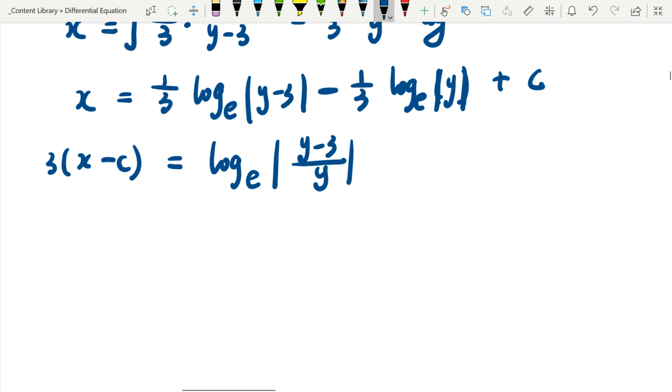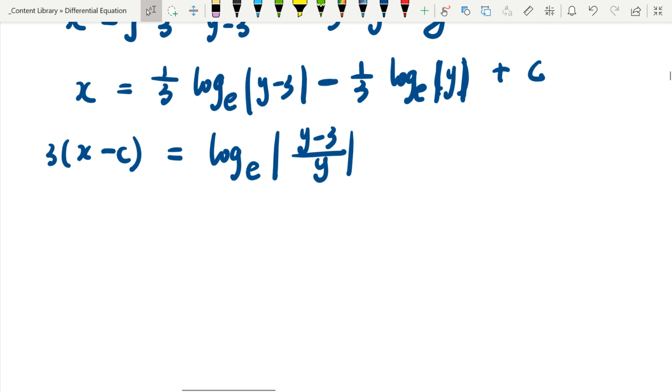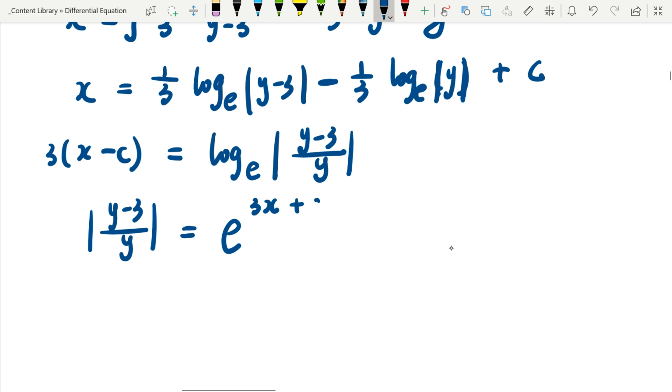Okay, I'll show you a really interesting thing. What I have is y minus 3 over y equals e to the power 3x. As I said, you can make a plus c here, right? Correct? Agree? That's the magic part. Okay, let's talk about the modulus sign. What can you say about the modulus sign? It always needs to be positive, right?